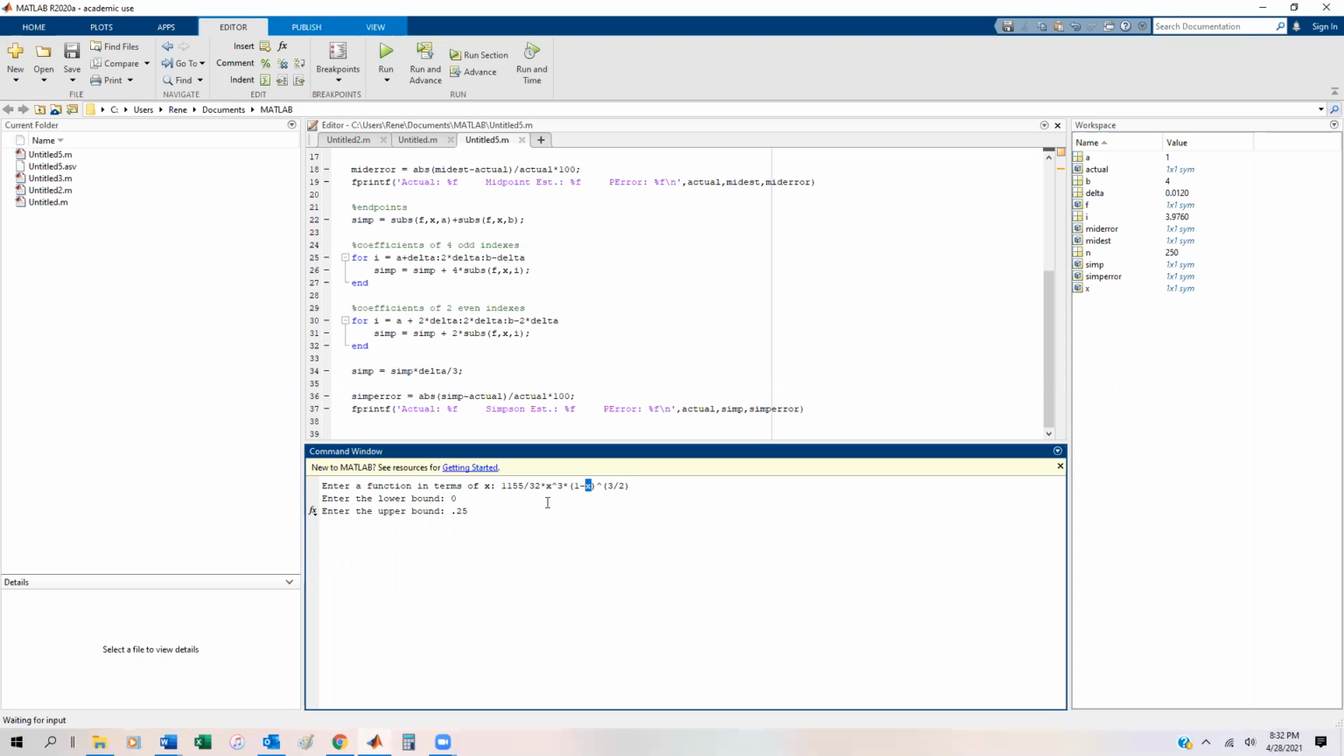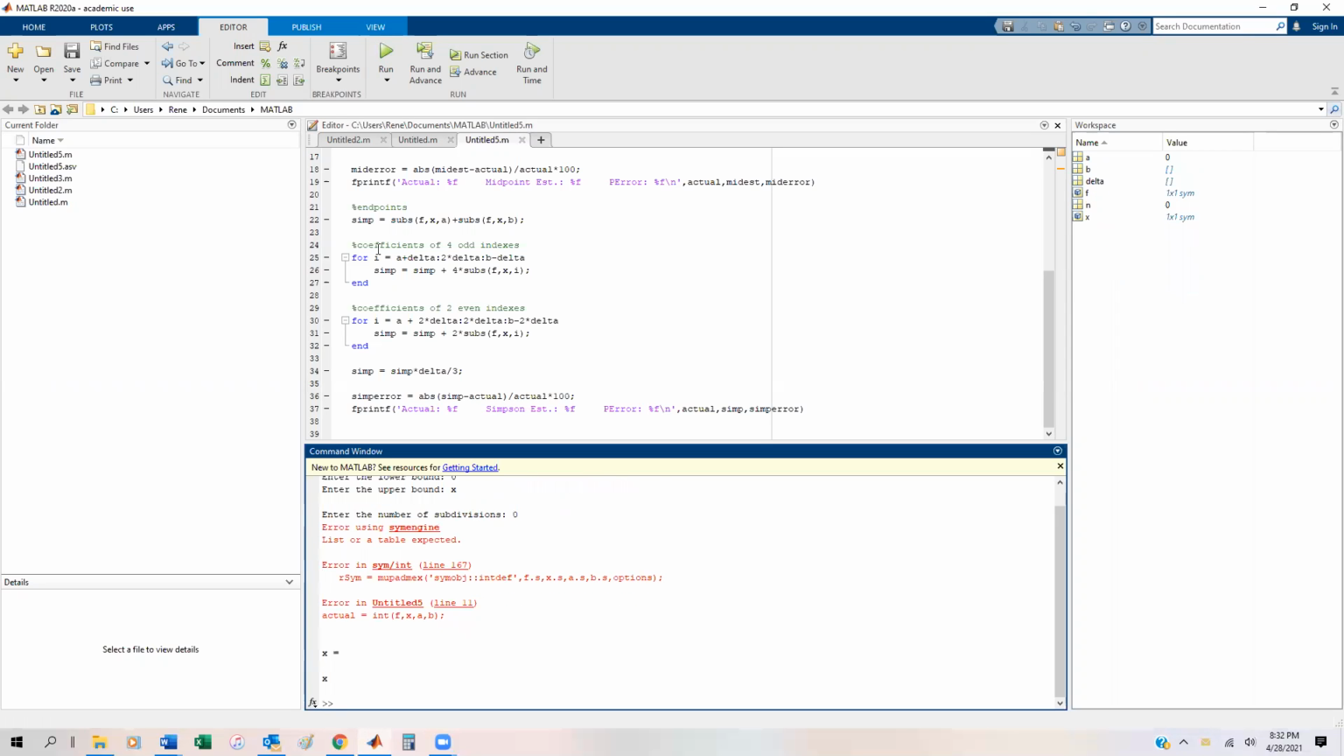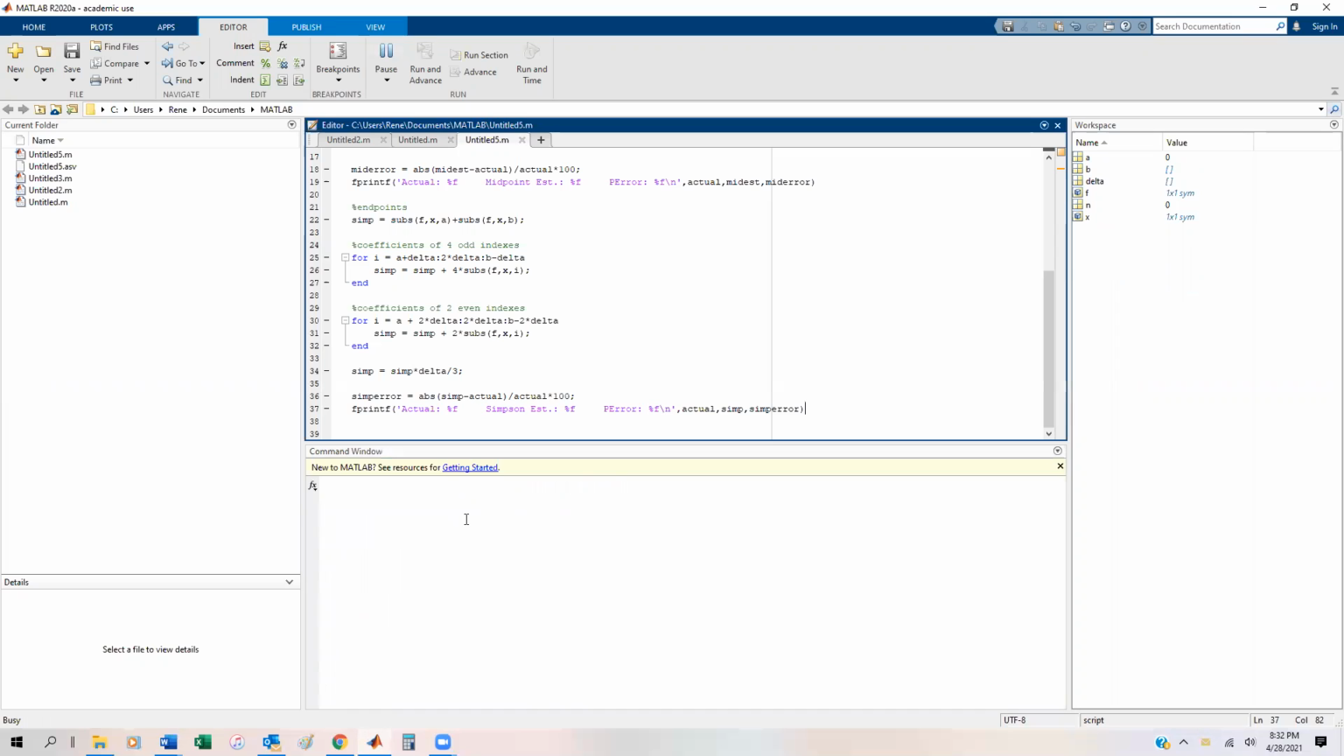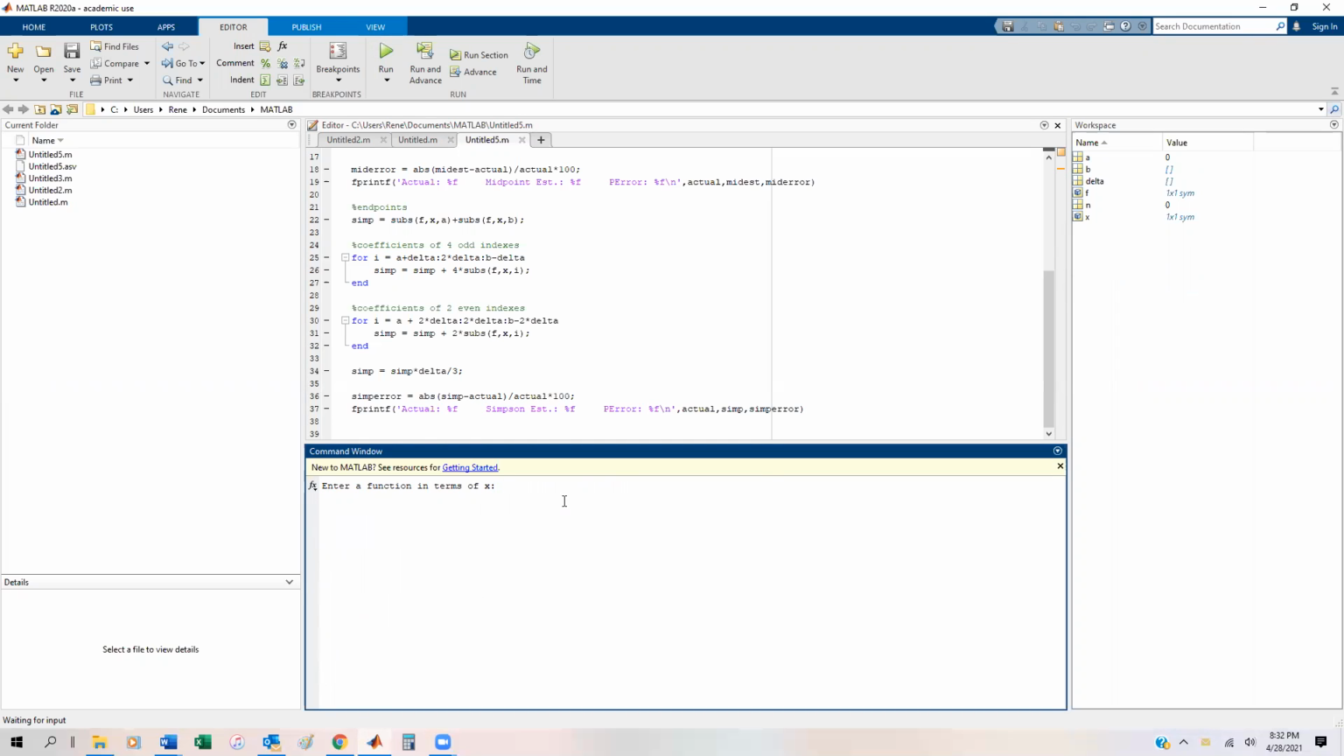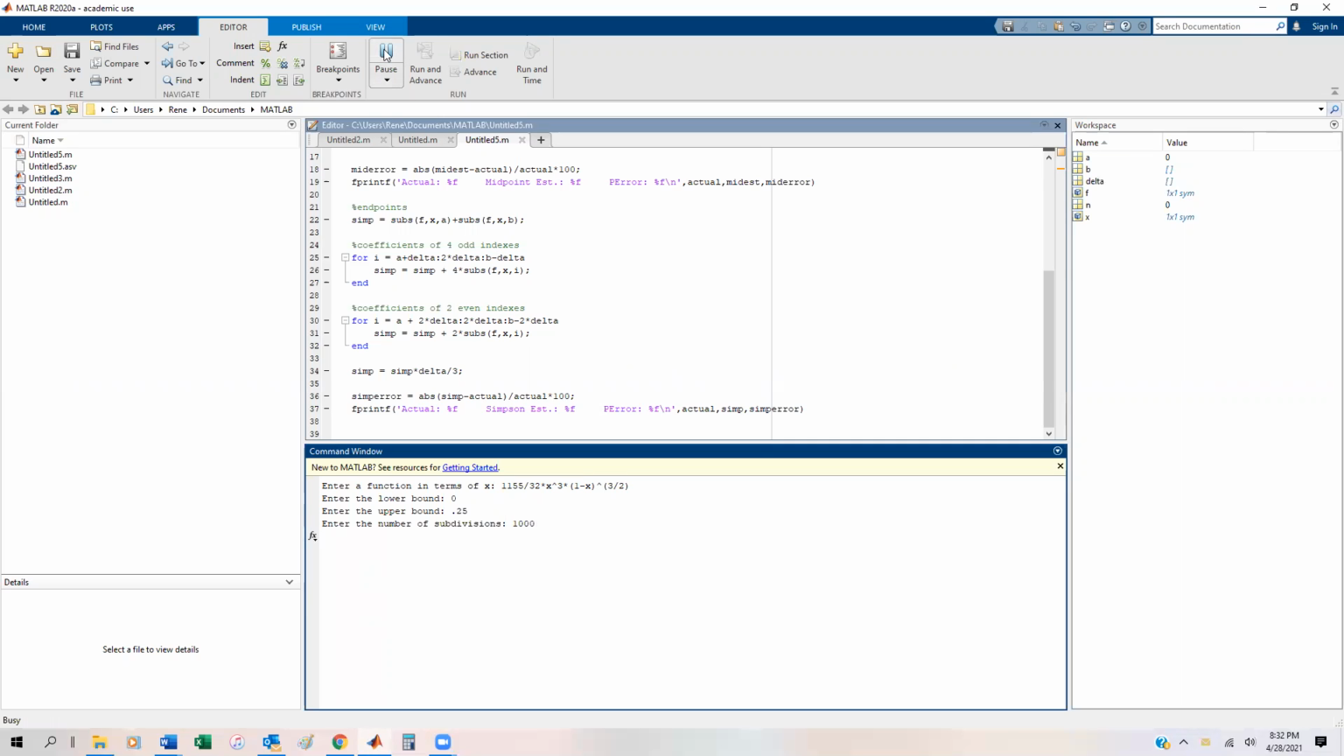All right. So this might not work because I put an x in there by accident. Let's just try running it again. I just made a faulty input. All right, so here's our input. The lower bound is 0, 0.25 is the upper bound, and we have 1,000 subdivisions. It might take a moment just because we have 1,000 subdivisions, and this is kind of ugly.